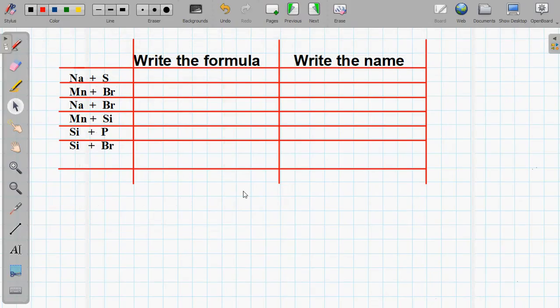All right. So I wanted to go over writing formulas and writing names.